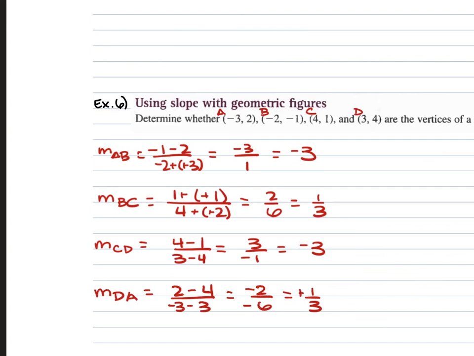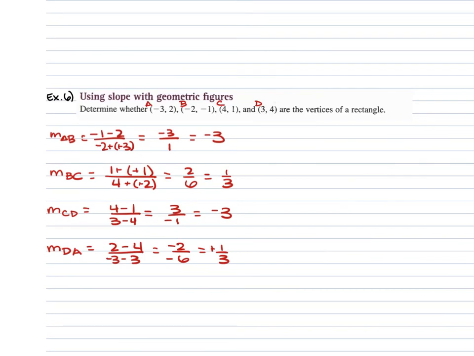So if you see here, you have two lines that are the same, those are parallel, and then the other are the opposites and reciprocals, so this definitely is a rectangle. So A, B, C, D are a rectangle.